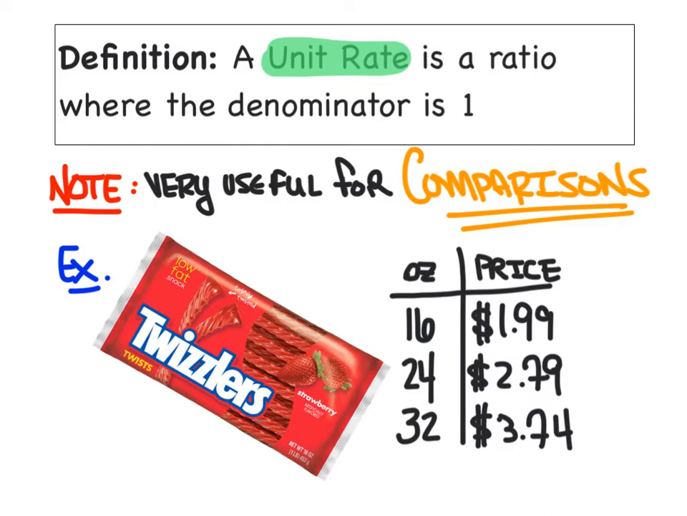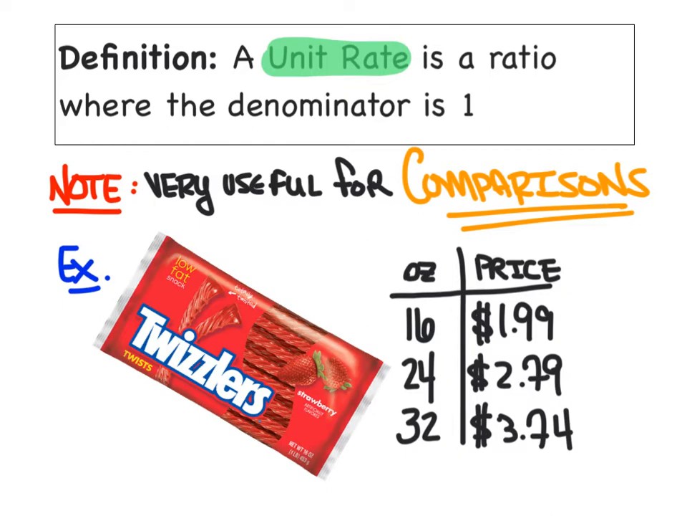I love Twizzlers, so I went online and I did some searching to see what the best price for these Twizzlers can be. Now they obviously come in different size packages, 16 ounce, 24 ounce, and 32 ounce, and there's some bigger ones as well. And these are the prices I found: $1.99 for 16 ounces, $2.79 for 24 ounces, and $3.74 for 32 ounces.